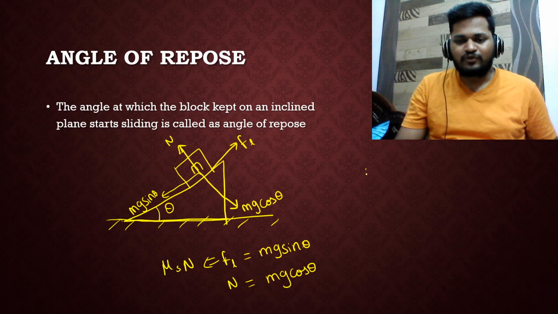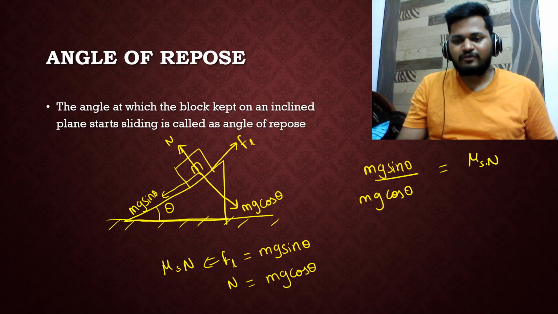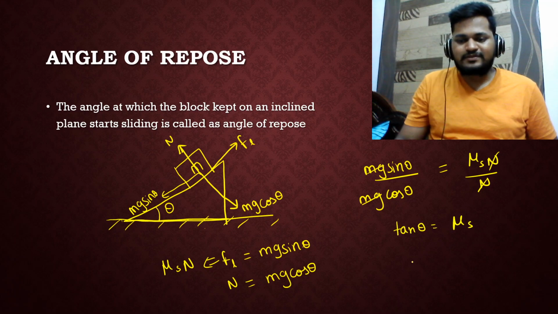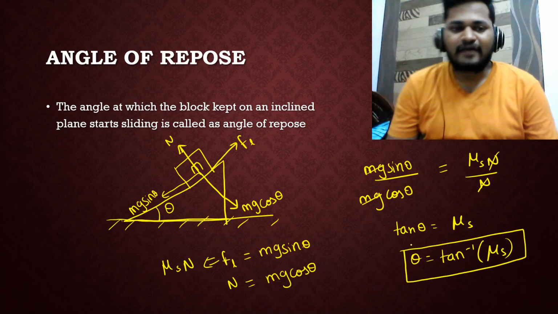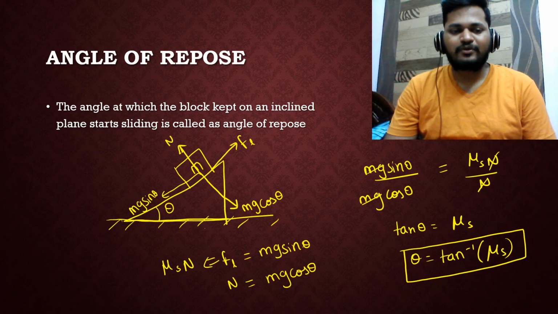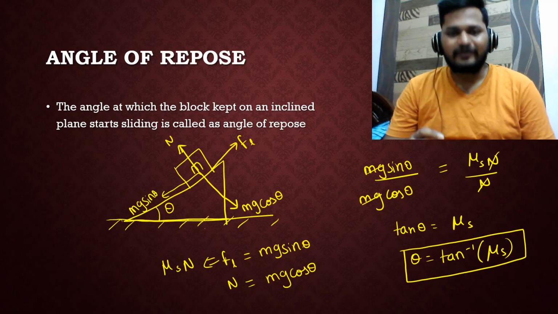So if I divide mg sin theta by mg cos theta, that is equal to limiting friction, mu s times normal reaction, divided by normal reaction, cancel. So tan theta is equal to mu s, or theta, which is the angle of repose, is tan inverse of coefficient of static friction. So you got a formula similar to angle of friction. So angle of repose is the angle at which the block kept on an inclined plane starts sliding. That particular angle is called the angle of repose.